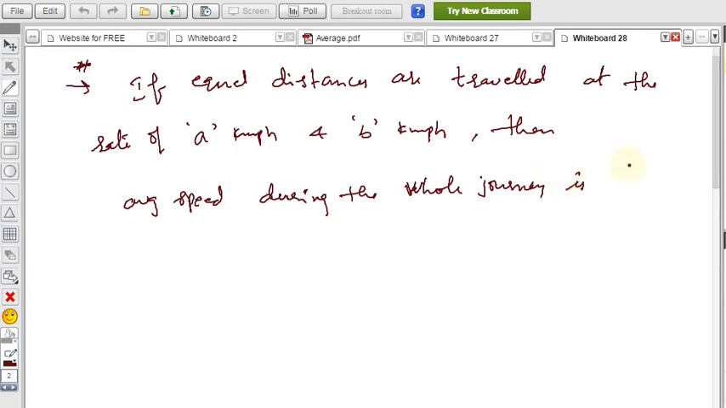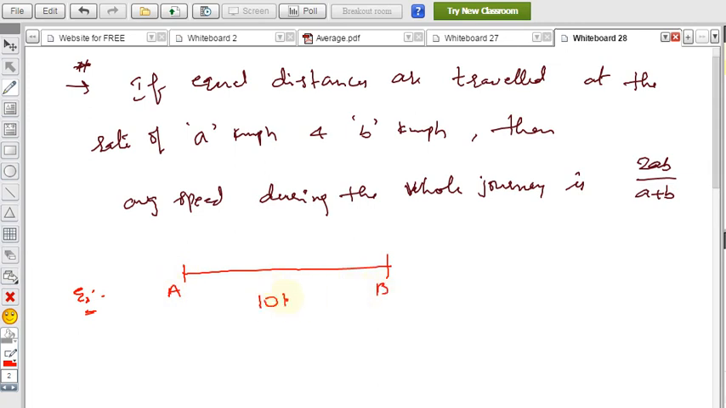Is 2ab by a plus b. Let me give an example question related to this formula. For example, a vehicle travels from A to B at 10 kilometers per hour in one direction. Again, on the same route from B to A, the reverse journey is at 20 kilometers per hour. Then what is the average speed?